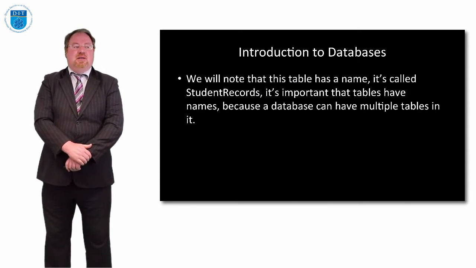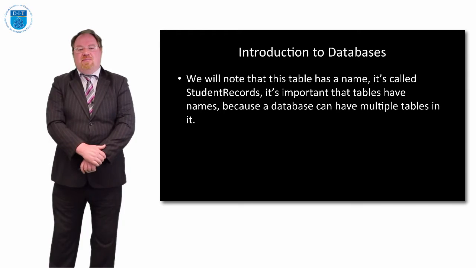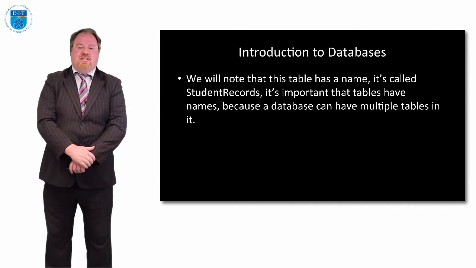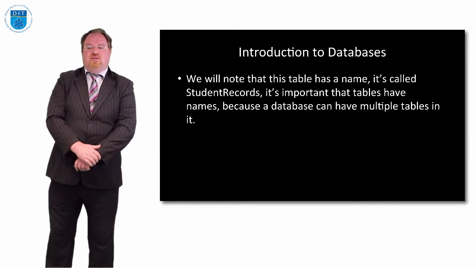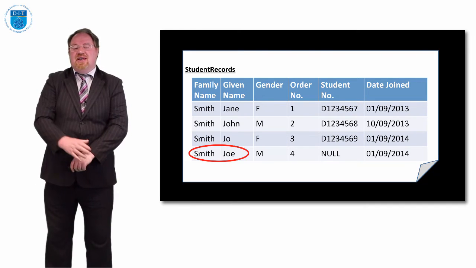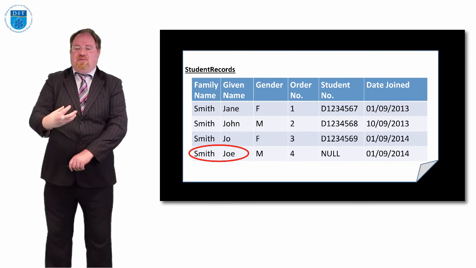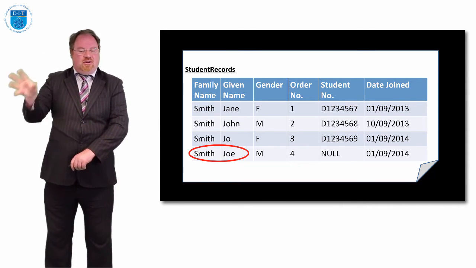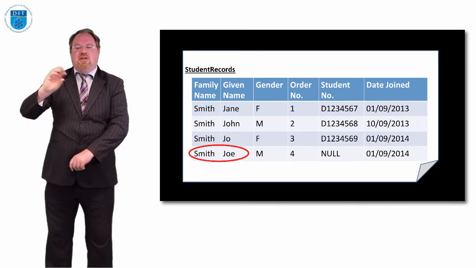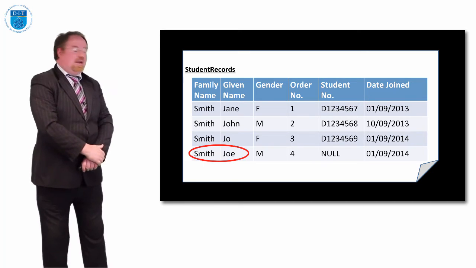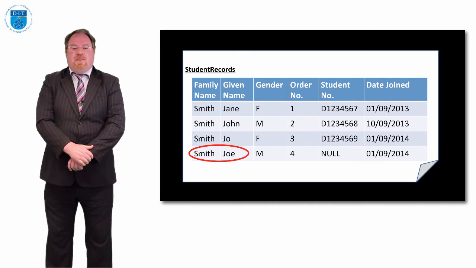So that's useful. We'll also remember that the name of the table is student records. If we go back just for a second, we can see student records on top, the name of the table. It's important to give these tables names because a database can have multiple tables in it. We might have student records, student timetable, lecturer records, all kinds of module information. So in a single database we can have a lot of different tables, so each one has a name, and ours is called student records.